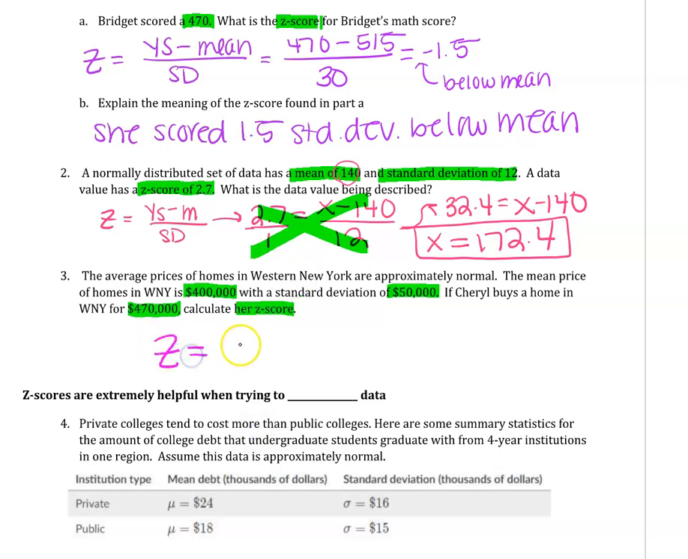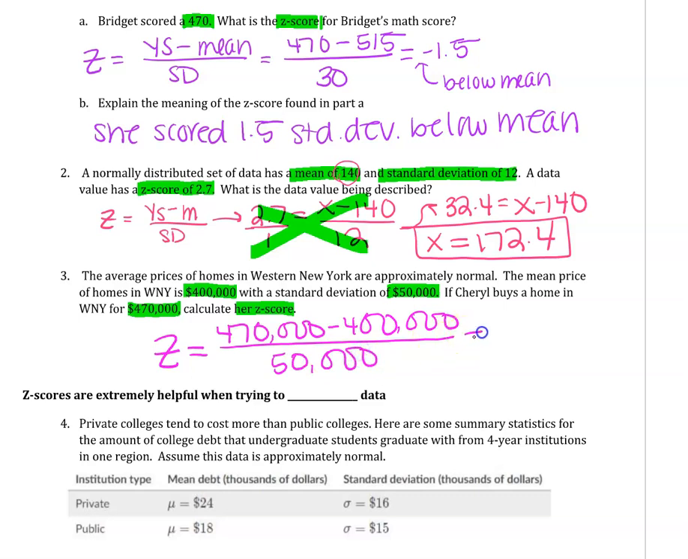Okay, her z-score is her score, so what she paid, minus the mean, divided by the standard deviation. Let's take a moment and figure that out. And you guys should get 1.4. So her house's price was 1.4 standard deviations above the mean.